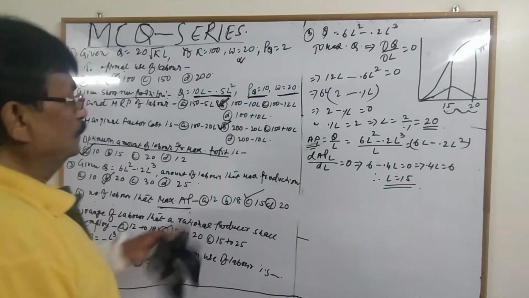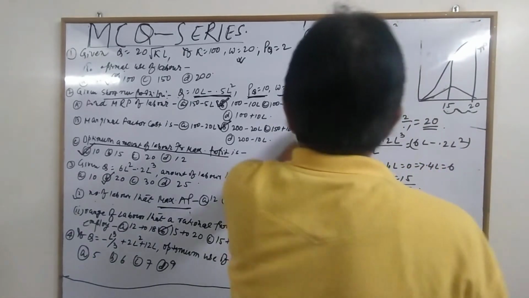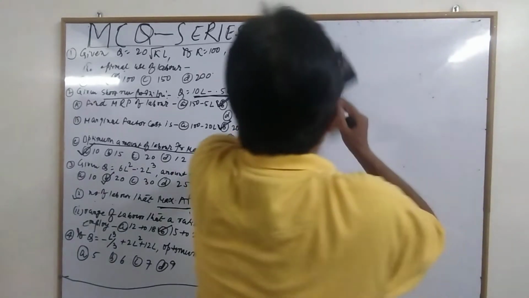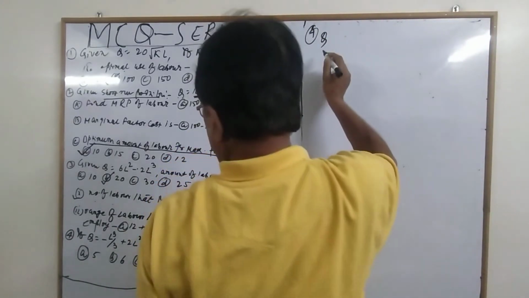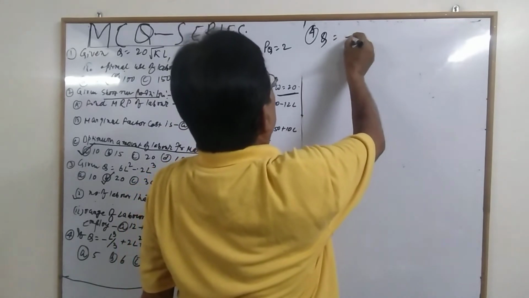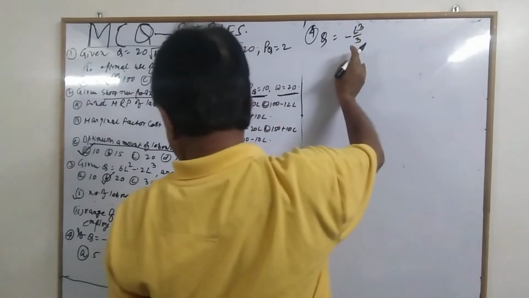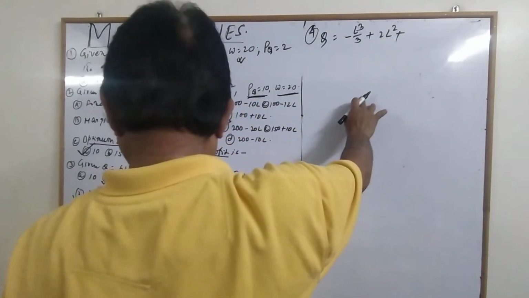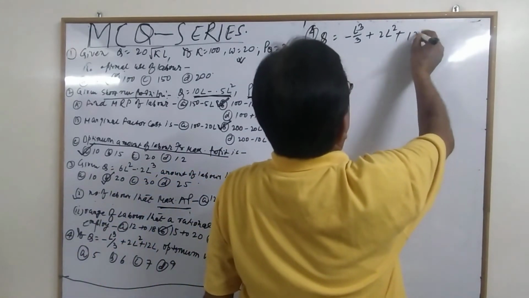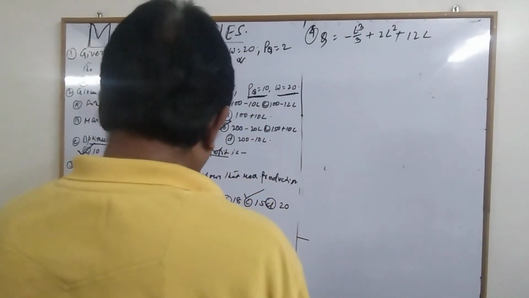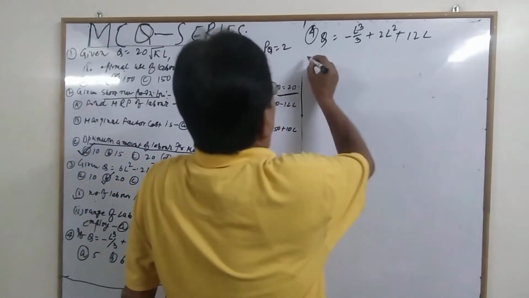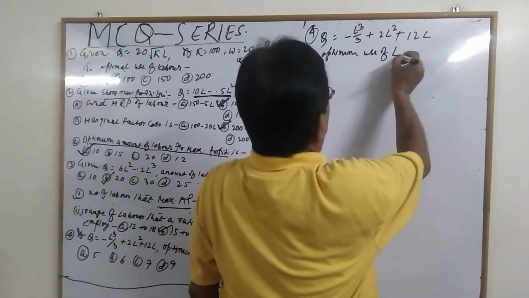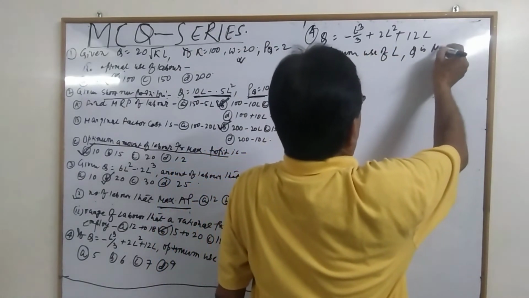Fourth says, given the production function, Q is minus L cube by 3 plus 2L square plus 12L. Now, what do I do? Optimum use of labor is, right, for optimum use of labor, Q is maximized.